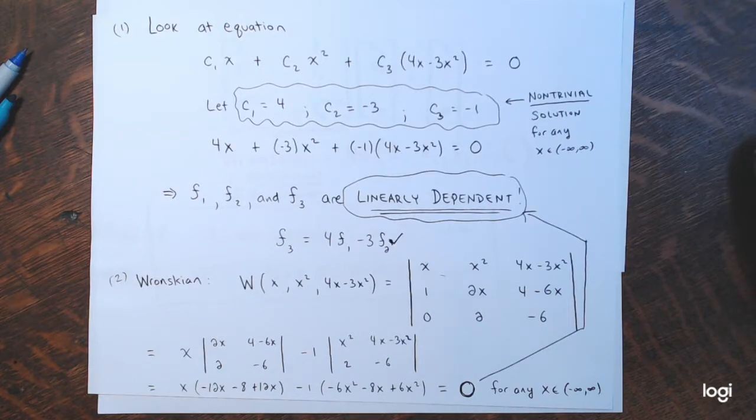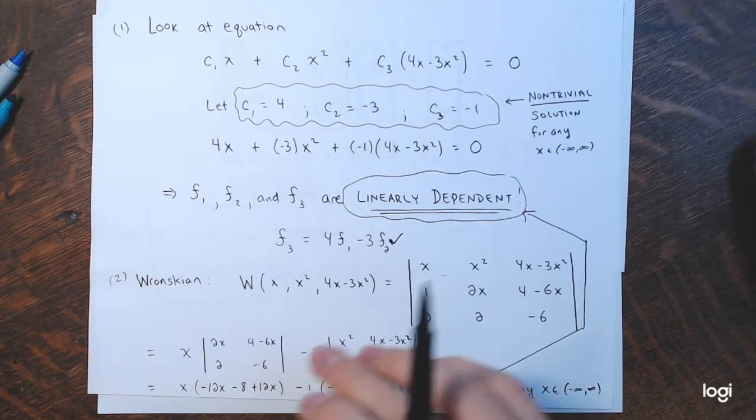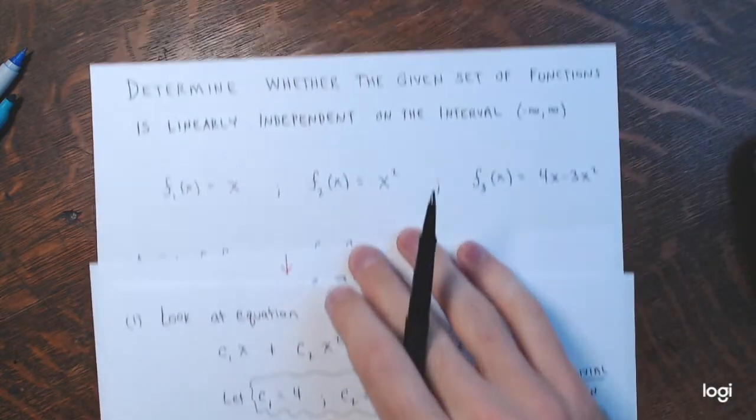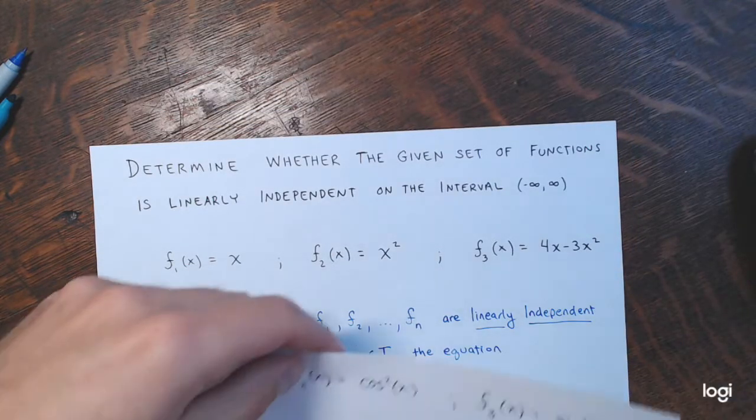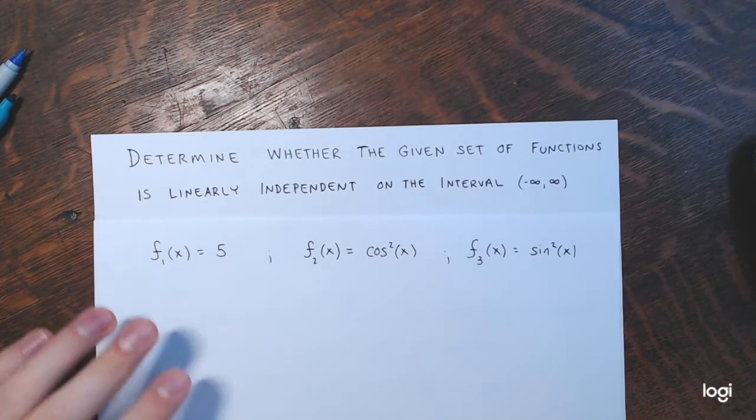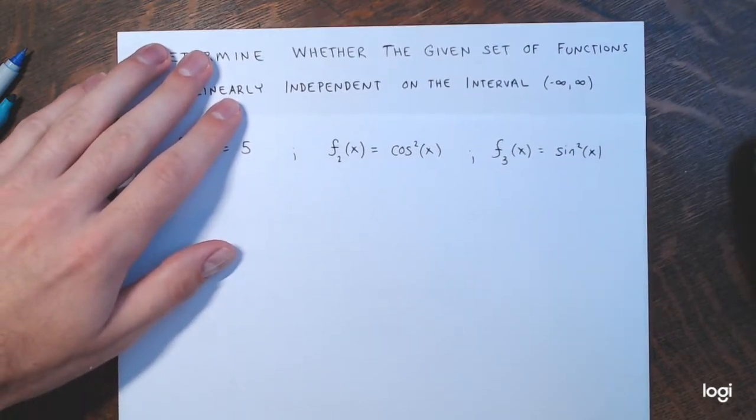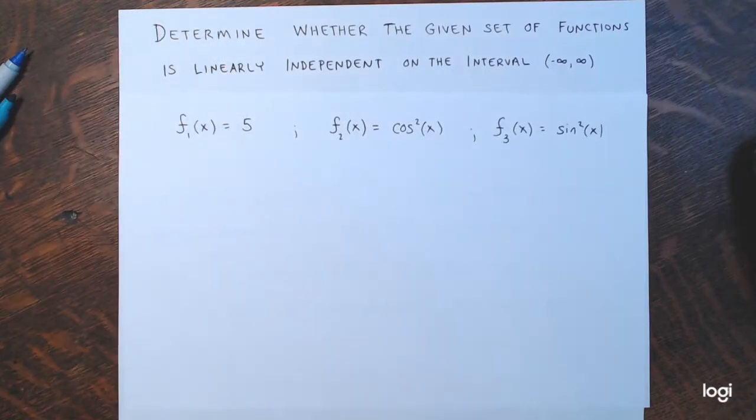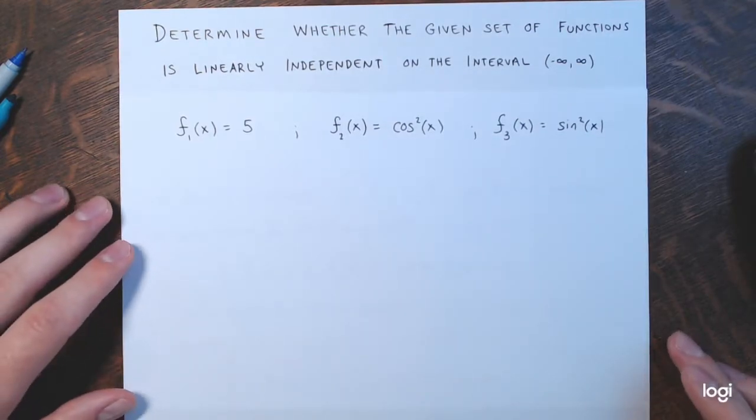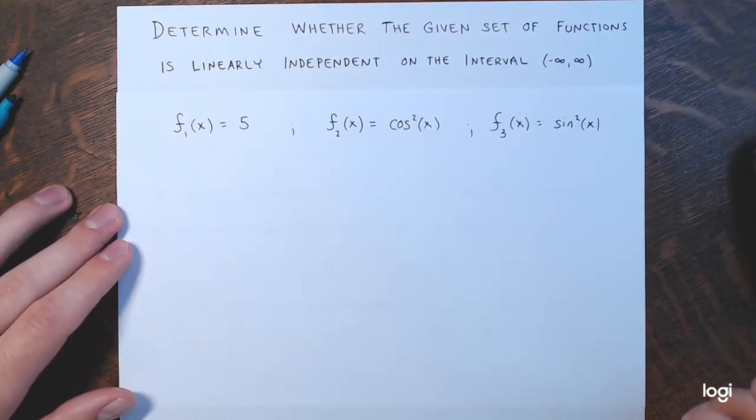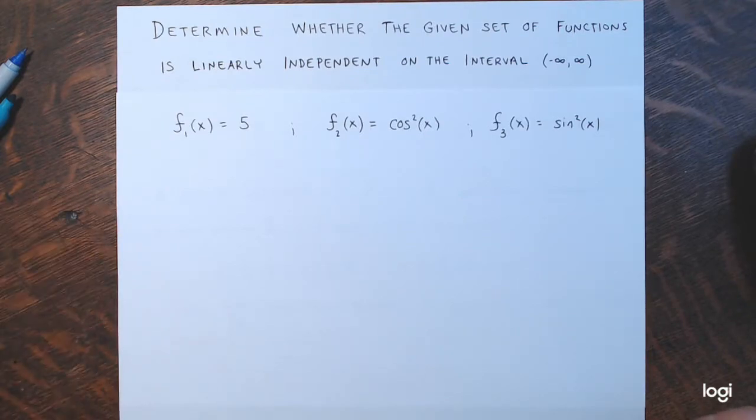So let's get into my next example. All right, the next example, 3 different functions. Not every example you come across is going to have a set of 3 functions. You might have a set of 2, set of 4, whatever. All right, so same deal. We're asked to determine whether the given set of functions is linearly independent on the entire real number line.